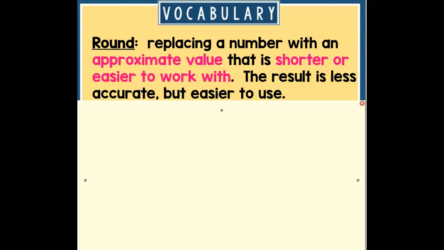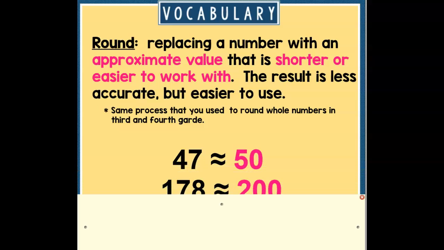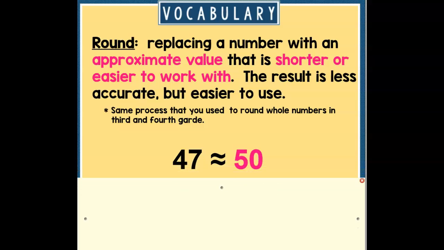We talked about rounding yesterday. Remember, that means replacing a number with an approximate value that is shorter or easier to work with. Sometimes we call it a friendly number. The result, remember, is going to be less accurate but easier to use. Okay? So if we wanted to round 47, it's about $50. It's a lot easier to count by 50s, 50, 100, 150.